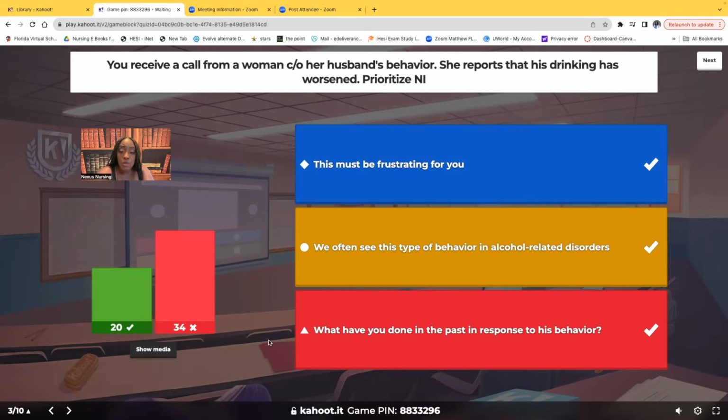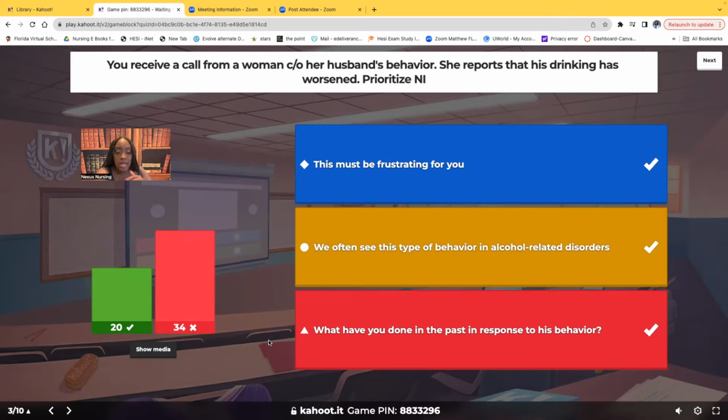After that, you say, we often see this type of behavior in alcohol-related disorders. This is going to be comforting to them, that they know they're not the only one, and you're letting them know that you can help. Then last, you ask this question: What have you done in the past in response to his behavior? You want to know what they've tried in the past that obviously hasn't worked, right?